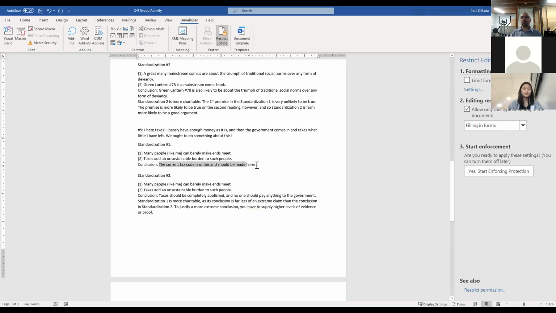Whereas this claim is actually pretty mild in standardization 1, right? The current tax code is unfair and should be made fairer. I think probably almost everyone thinks that's true. Maybe they disagree about how it's unfair and how it should be made fairer, but that there's something wrong with the tax code, I think almost everyone would agree with that. So the kind of evidence needed to support this less extreme claim will be smaller, or a lower standard maybe we'll have to apply. And so therefore, standardization 1 is more likely to give us a good argument.